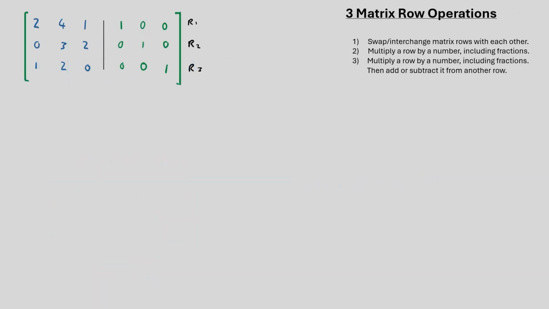There is generally no particular right order of row operations to turn our original matrix into the identity matrix. There can be a number of different paths that you can take. But here to start with, we can subtract row 3 from row 1, and this will give us a 1 in the top left corner. So looking at each number in each row, 2 minus 1 gives us 1, 4 minus 2 gives 2, and 1 minus 0 leaves 1.